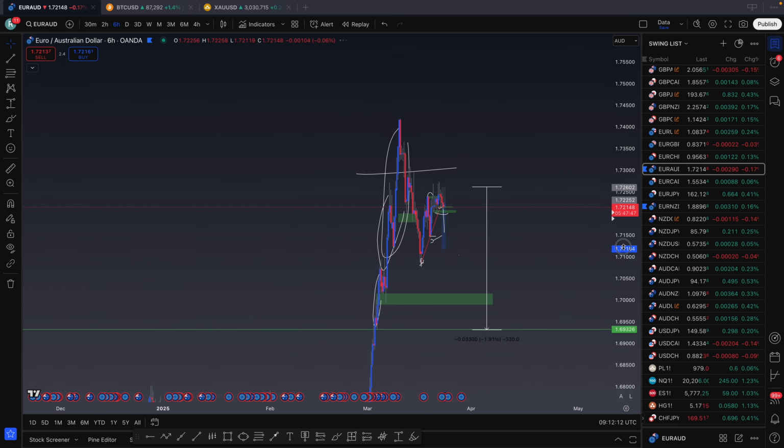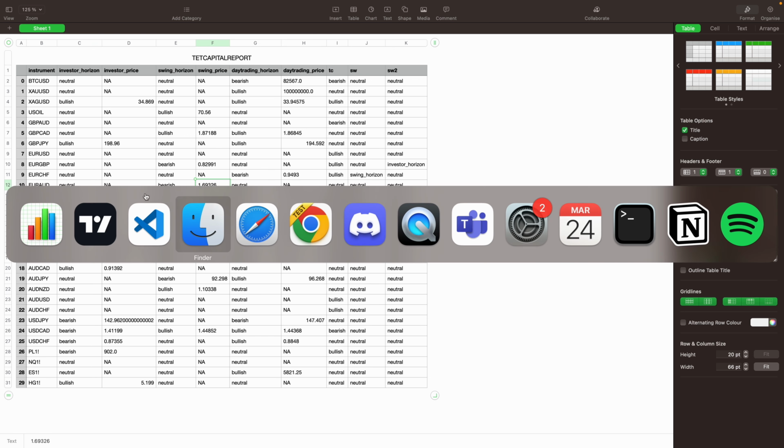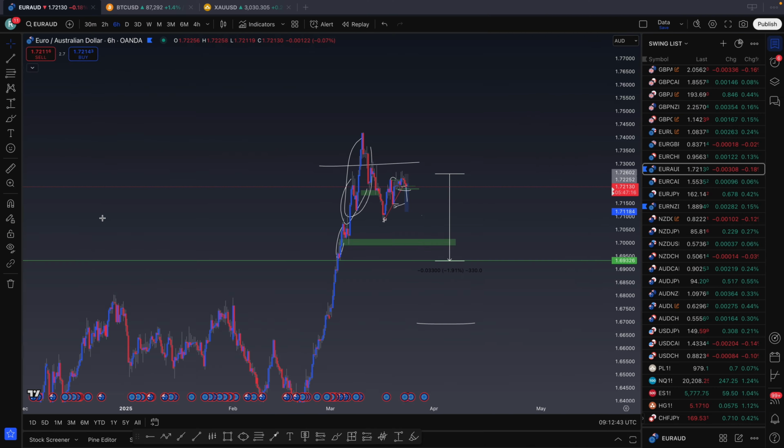This 1.69326, as we saw in the TET Capital report right here, where's Euro AUD, 1.69326. That's where I copied my price from, and therefore this is what we're expecting right now for Euro AUD through to the downside. That's it.